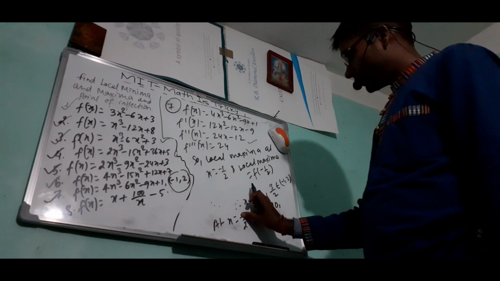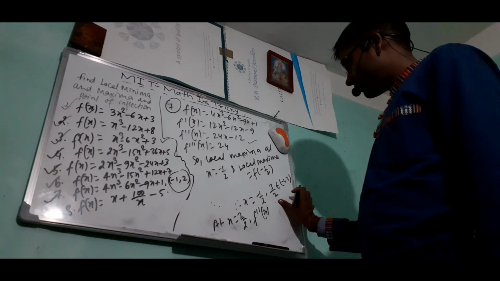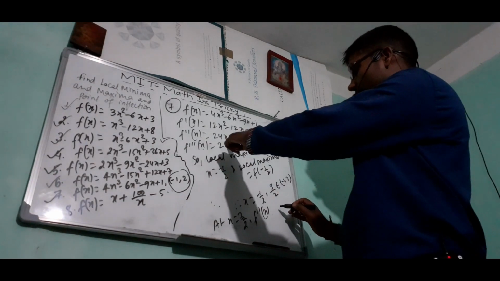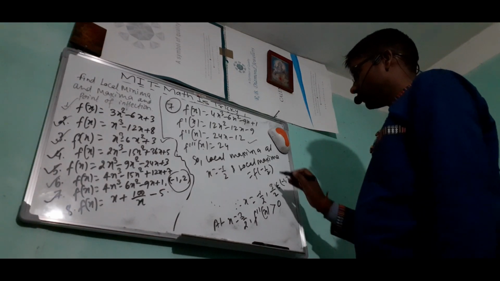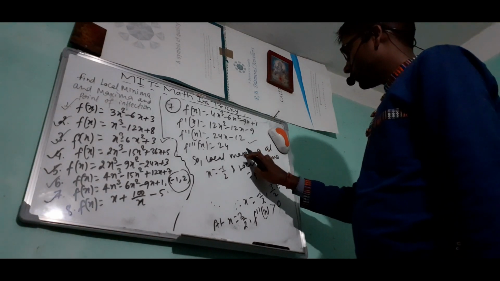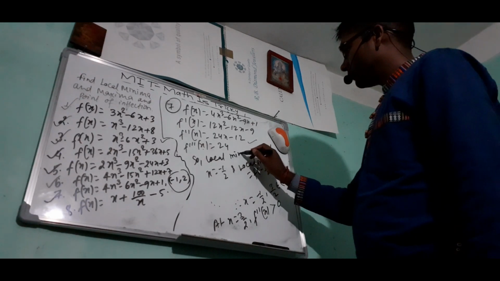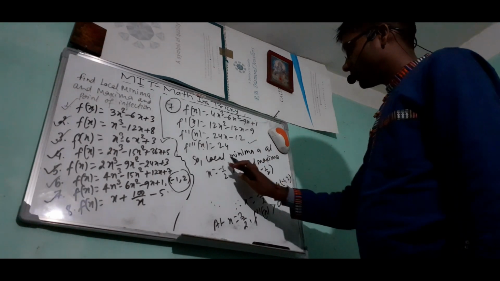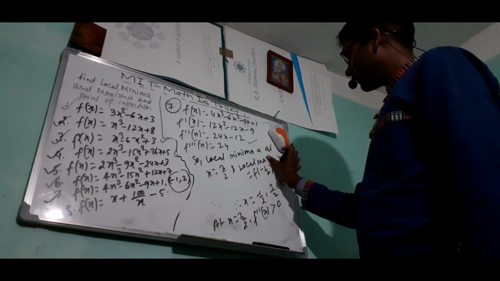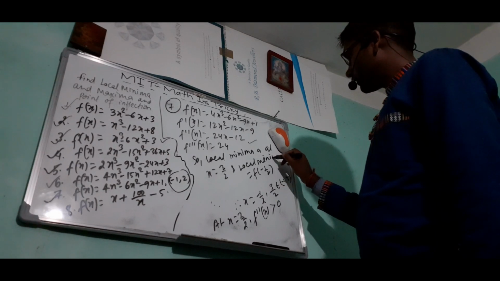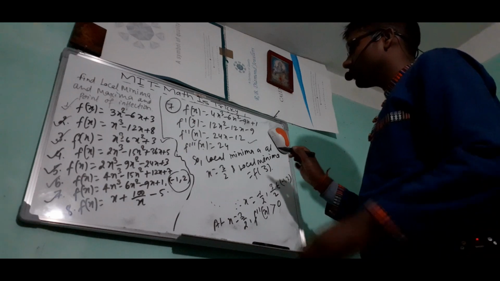Now if you put 3/2, let's see what the value of the second derivative is. The second derivative at 3/2 is positive. So there will be a local minima at 3/2. The local minima will be simply f of 3/2.